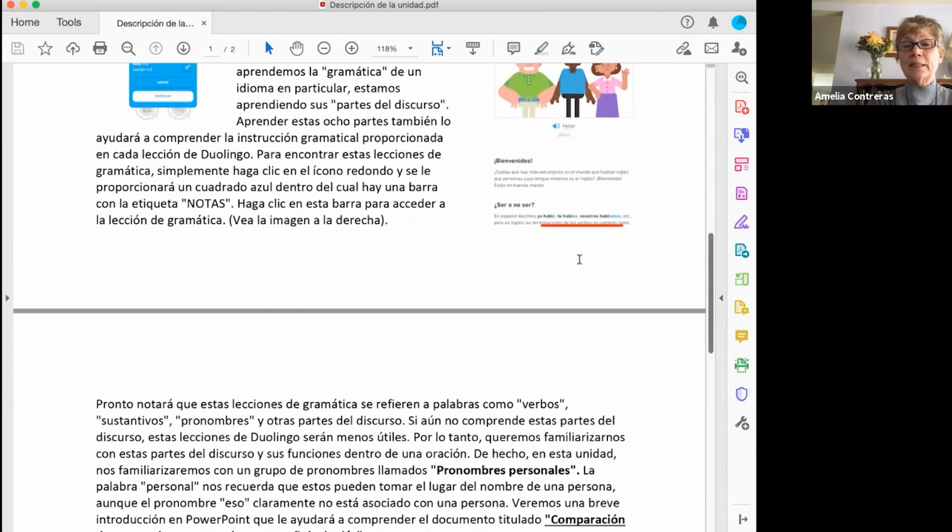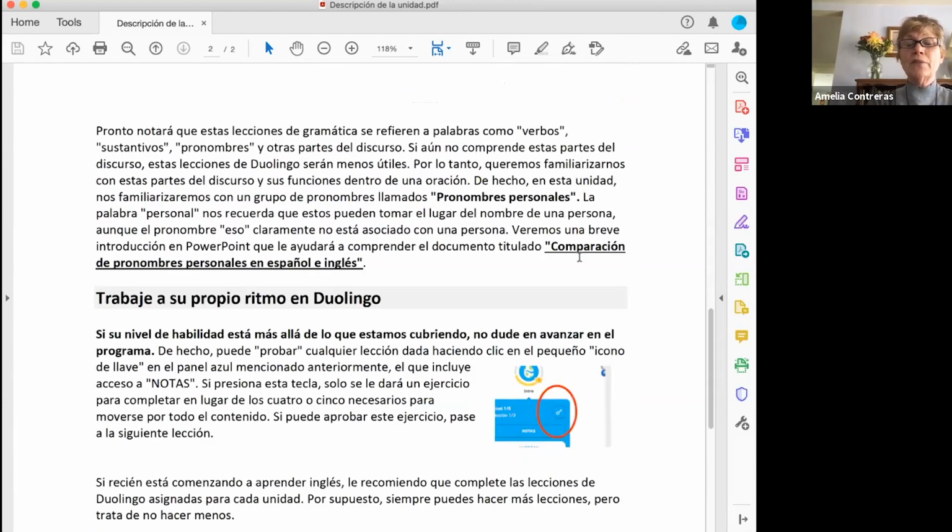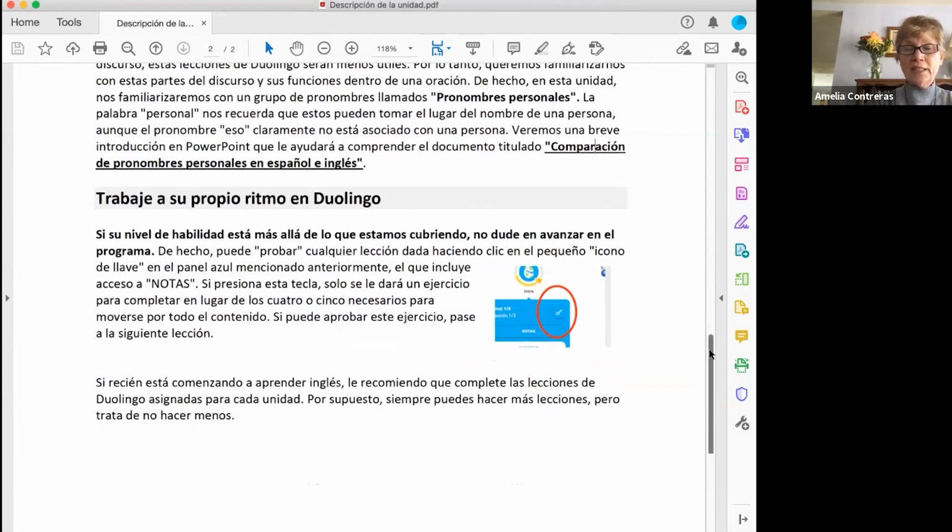Then I introduce that we'll be learning a comparison between Spanish and English subject pronouns. To help you understand this 1-page document, I will share with you a PowerPoint, and then we'll go look at the document.